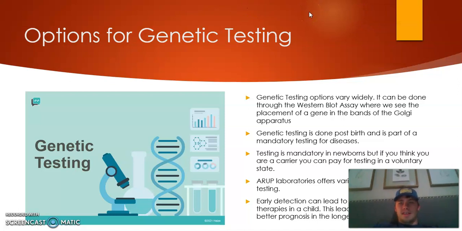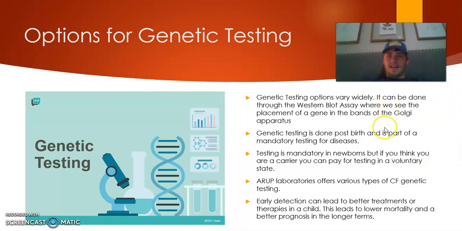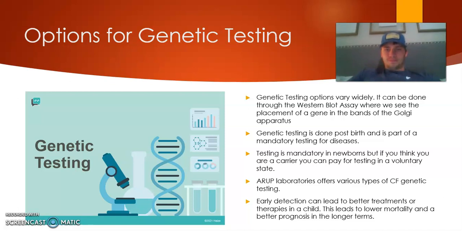Options for genetic testing. Genetic testing options vary widely. It can be done through the Western blot assay, where we see the placement of a gene in the bands of the Golgi apparatus. Genetic testing is done post-birth and is part of mandatory testing for diseases, so it's like a widespread check. Testing is mandatory in newborns, but if you think you are a carrier, you can pay for testing in a voluntary state. So basically, it's not required for older people, but for newborns it is nowadays.